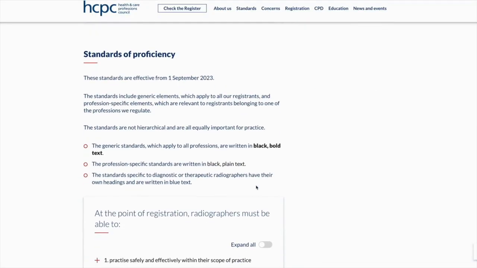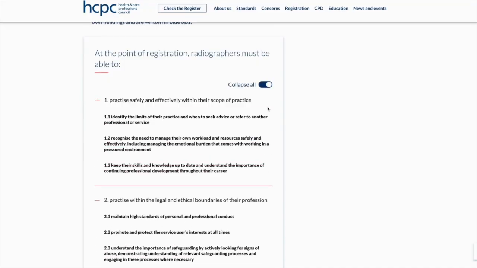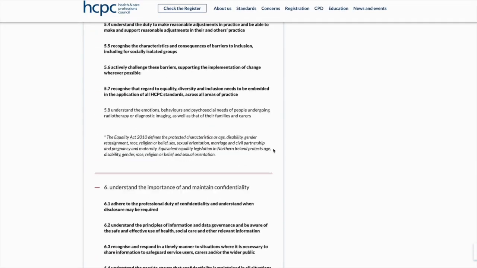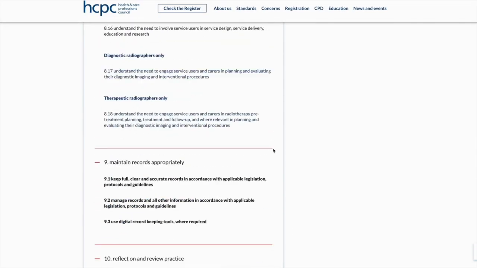The standards of proficiency can be downloaded. There's separate ones for diagnostic radiography, separate ones for therapeutic radiography, and they map out really what the expectations of the HCPC are when it comes to radiographers in either lane.